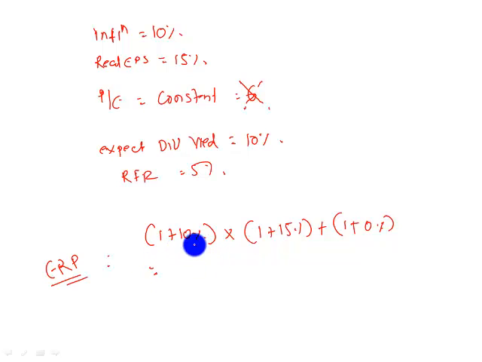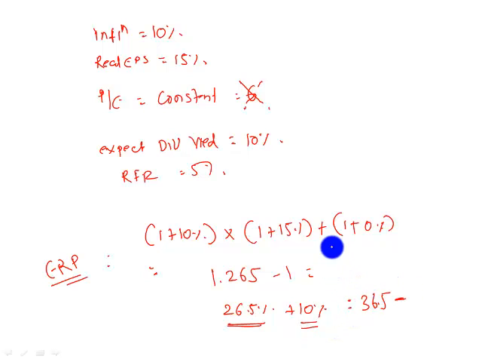So the total of these would become how much? 1.265. Minus 1 will give you 26.5%. This is my capital appreciation. Plus I will earn 10% from dividend. So that's 36.5 minus RFR is 5. So on equity, extra return that I'm earning is 31.5. Easy?